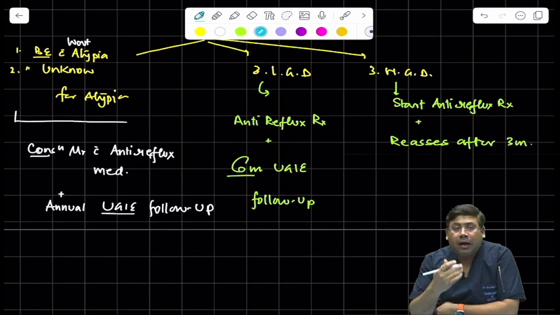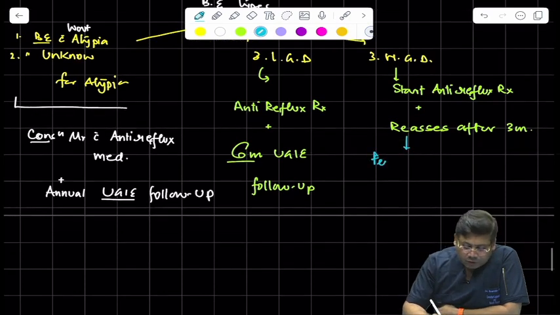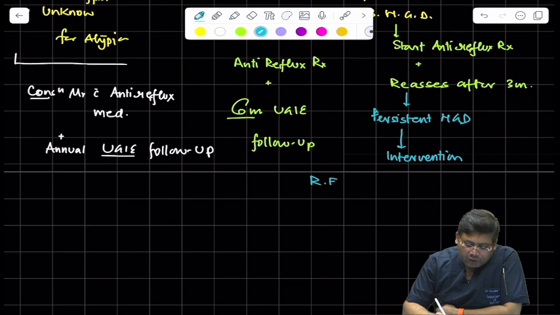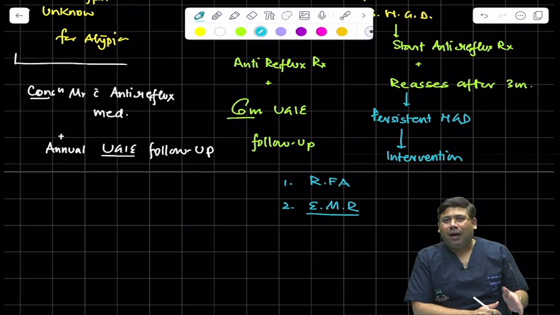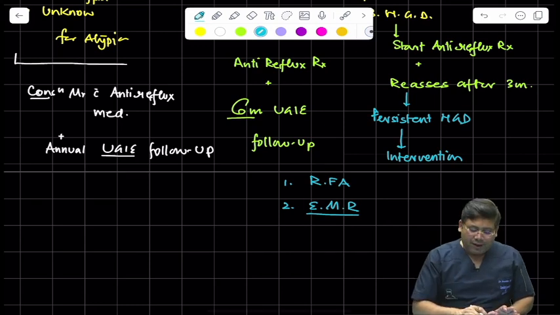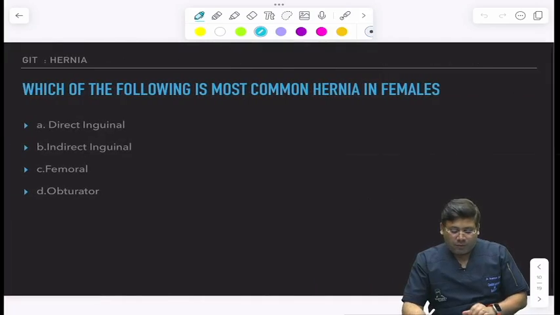Why? Because if Barrett's stays as Barrett's for a long time, this is known as persistent high grade dysplasia. Now this is a candidate for intervention. When we talk about intervention, you can go for radio frequency ablation, or you can go for endoscopic mucosal resection, EMR. Is that clear? So if a mood related question comes again, something different will come, and that is why my kids have anticipated that, okay, they know these would be the questions.